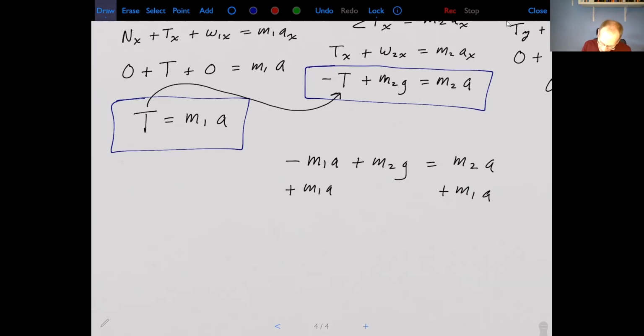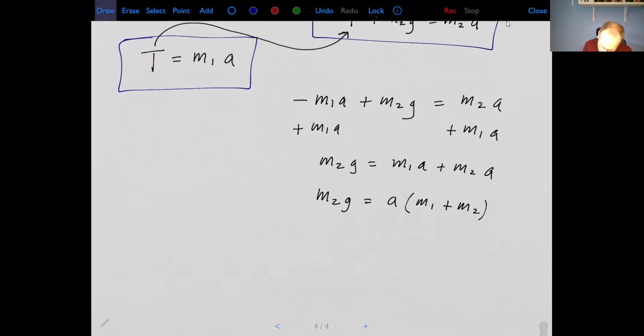So I get M2G is equal to M1A plus M2A. Now, let me factor out that A. It's common to both terms on the right-hand side, so I can pull it out, and I'm left with M1 plus M2.